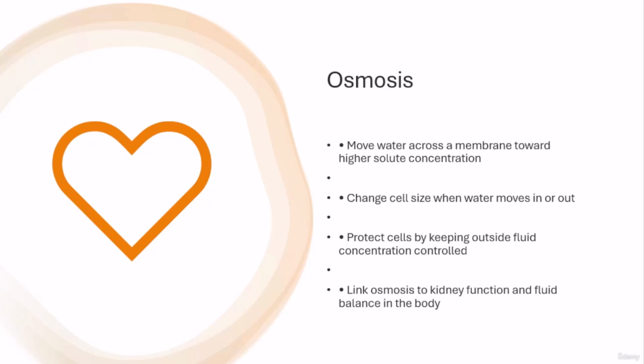Osmosis is a special type of passive transport that deals with water, and water moves toward the side where there are more dissolved particles because the cell is always trying to balance concentration. And when water moves in or out, the cell either swells or shrinks. And this can become a serious issue if the change is too much. So the body works hard to control the fluid environment to protect the cells. And this simple movement of water plays a role in many processes, including how kidneys handle fluid balance.